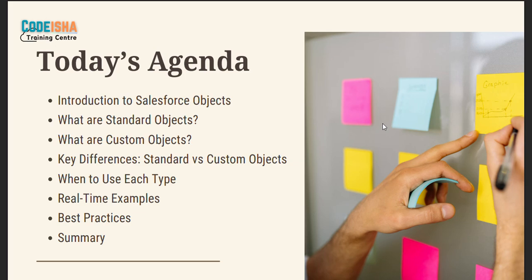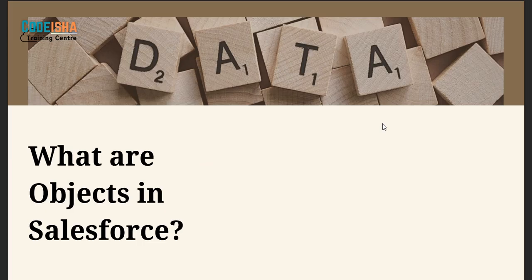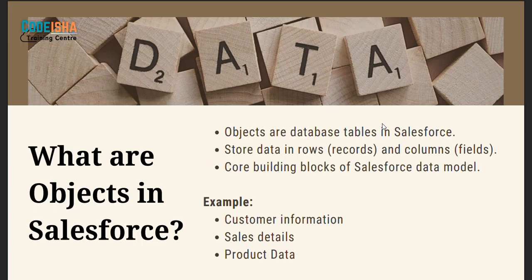Okay, so in this session we're going to learn the list of content. First of all, we need to learn the introduction to Salesforce objects. So what are objects in Salesforce? Objects are database tables in Salesforce. Okay, so they store the data in rows and columns. Rows are nothing but records and columns are nothing but fields. And they are the core building blocks of the Salesforce data model.